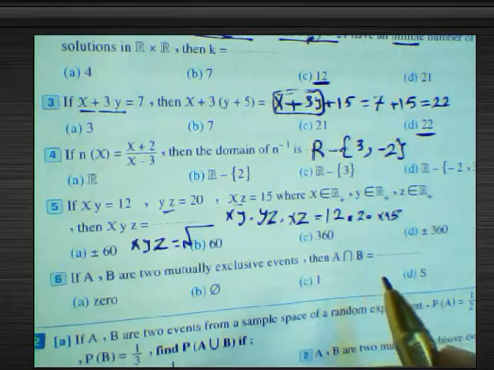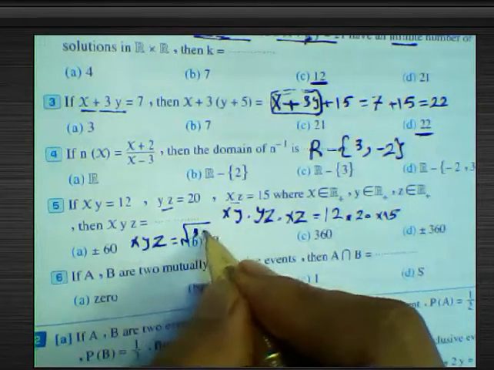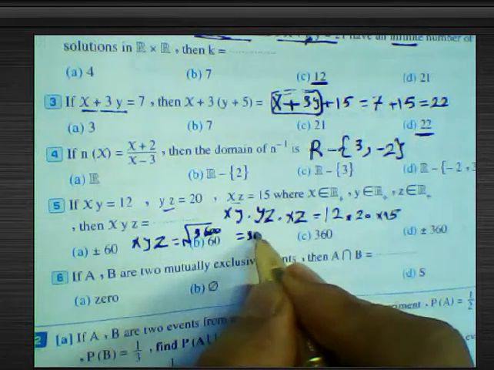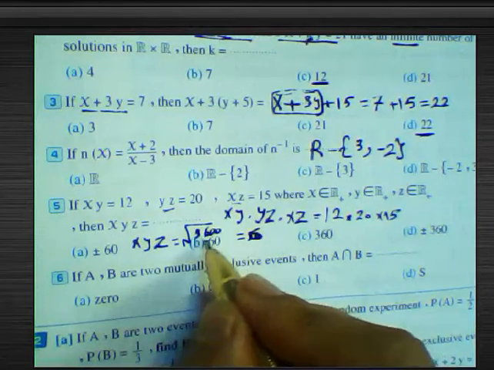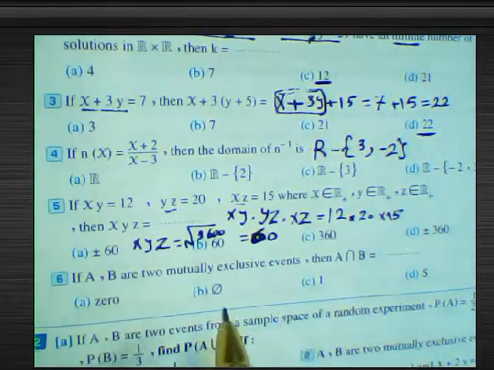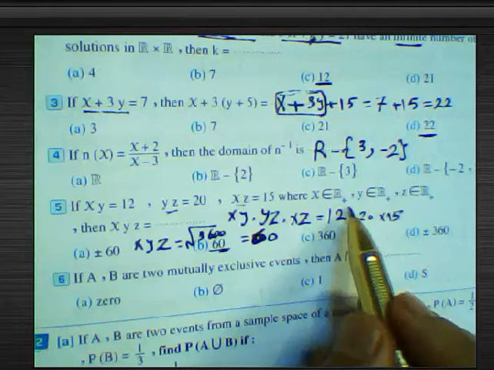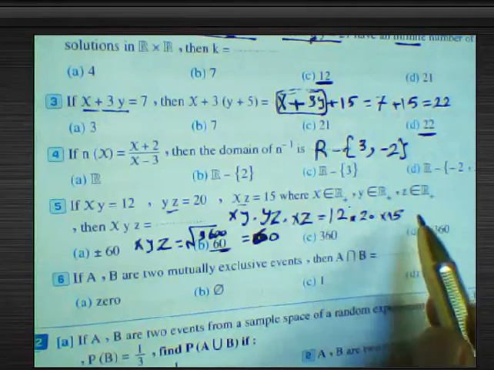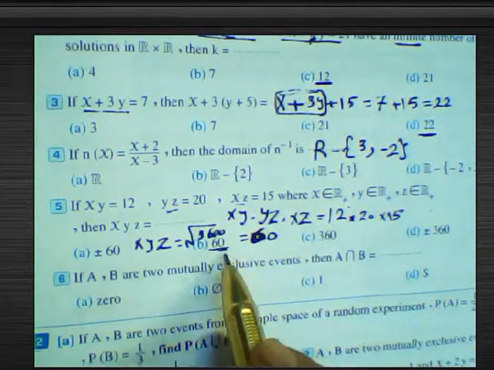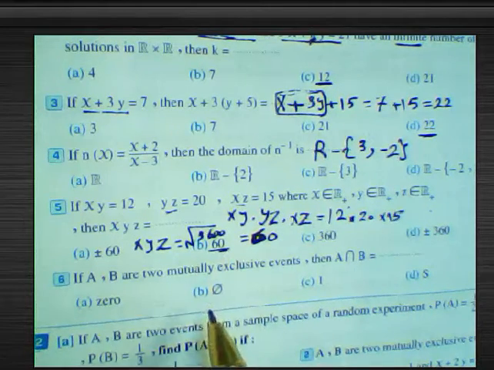The result will be 3,600. So the result will be 3,600. It will be 60. The result will be 60 only, because he told us x belongs to R positive and y belongs to R positive and z belongs to R positive. So the result must be positive. It will be 60, because 60 times 60 equals 3,600.